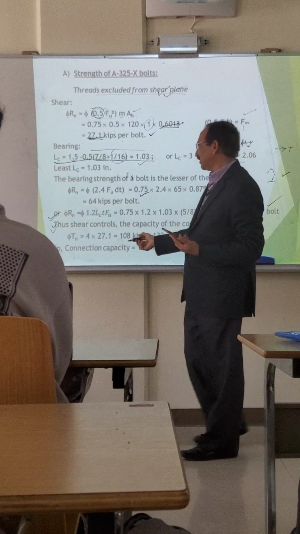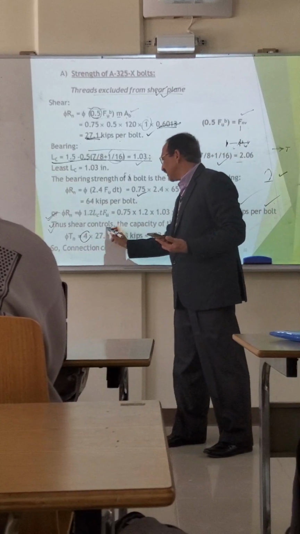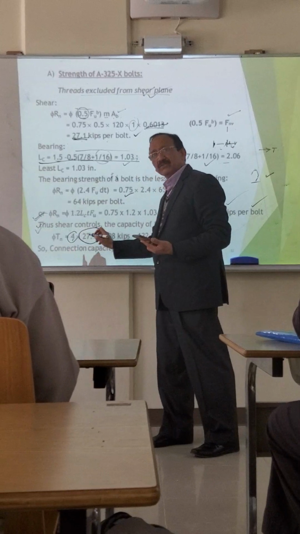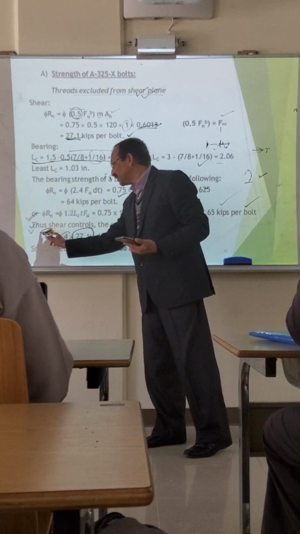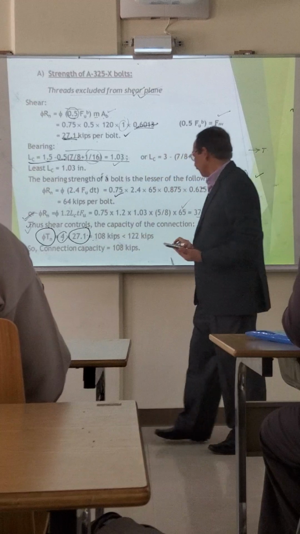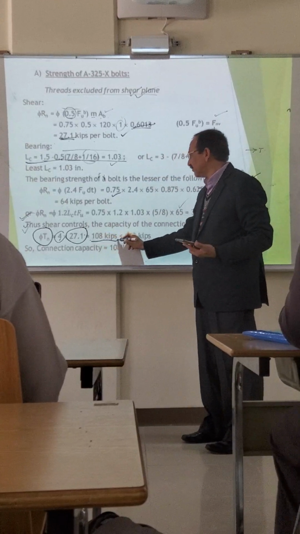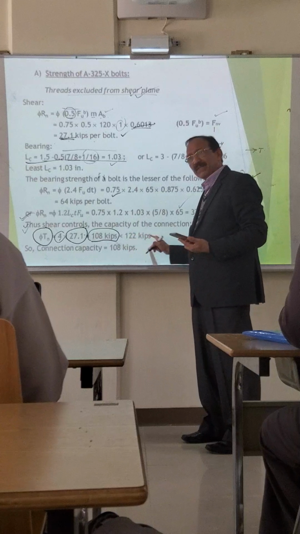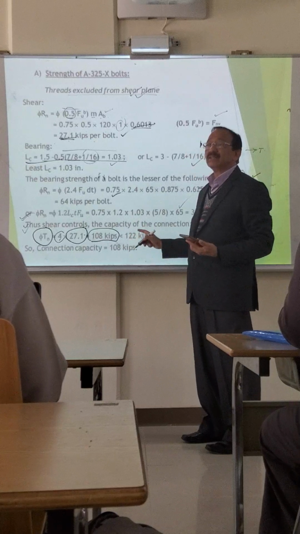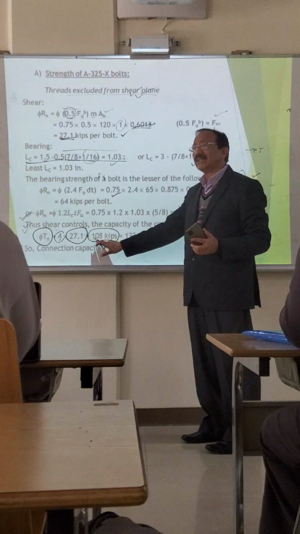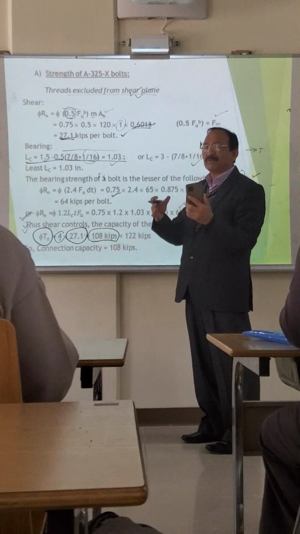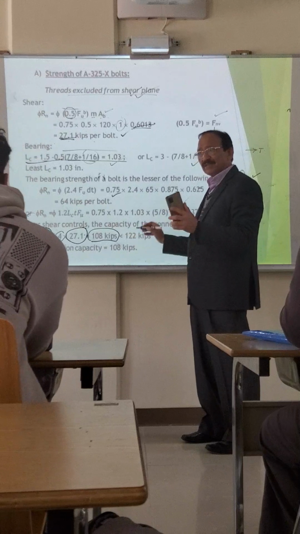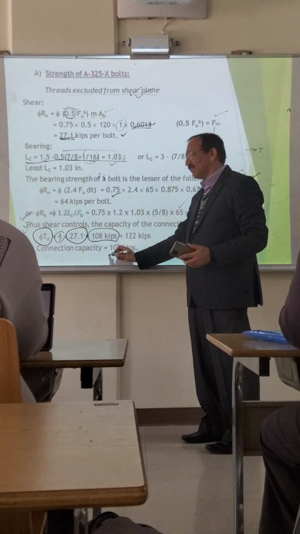Therefore, how many bolts are there? 4 bolts. One bolt has a capacity of 27.1. 4 bolts will have a capacity of 4 into 27.1. So the capacity will be only 108 kips, which is less than the capacity of the plate. That means the joint will fail at 108. So you will not be able to transfer a load of 122. Right? So capacity of the connection is only 108.